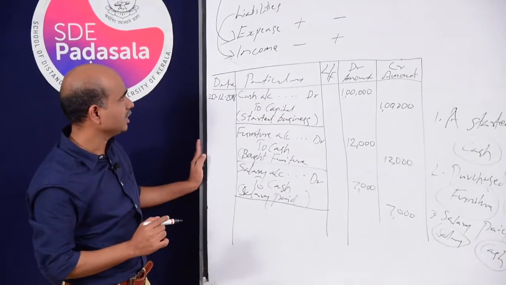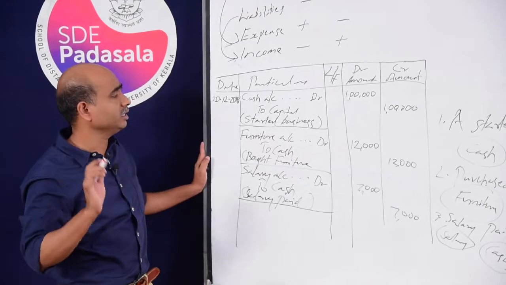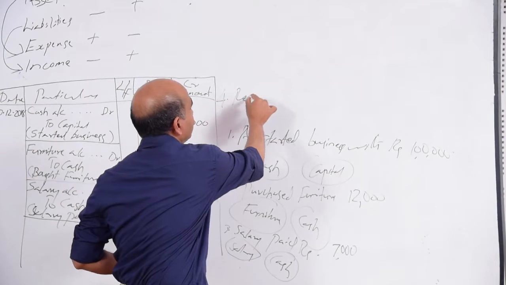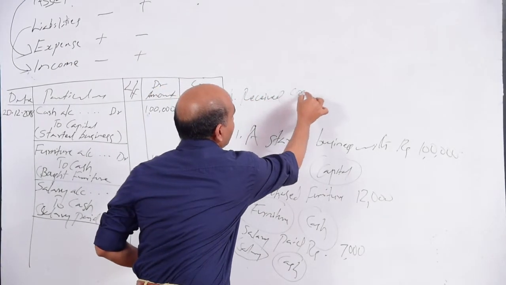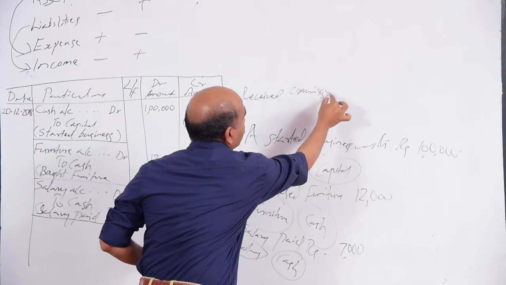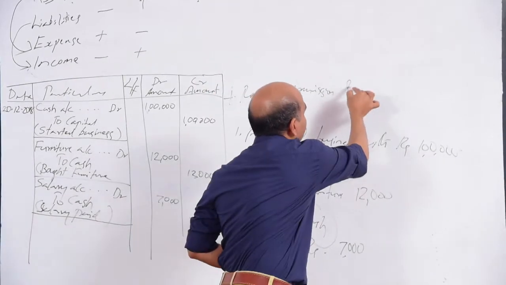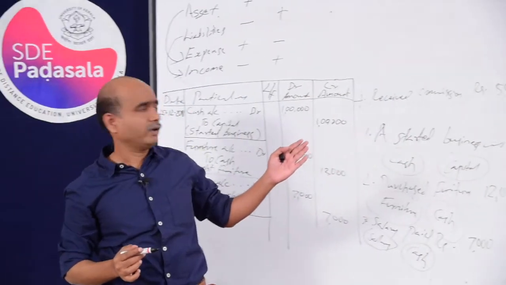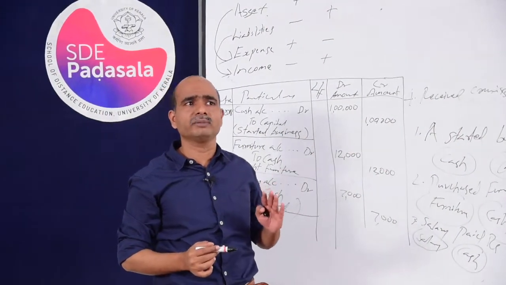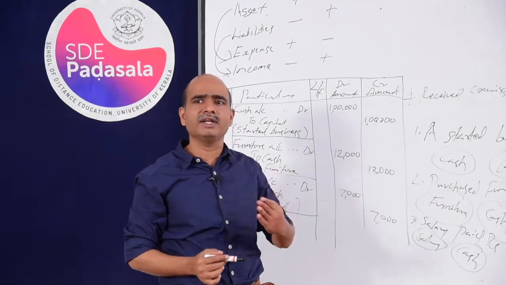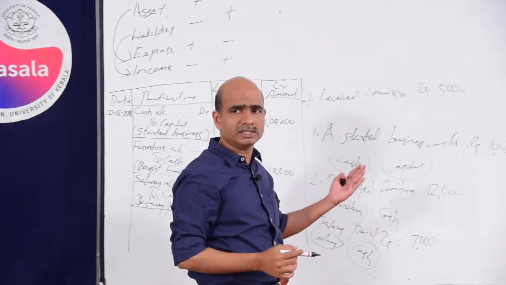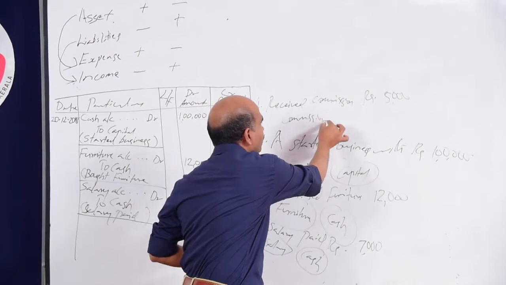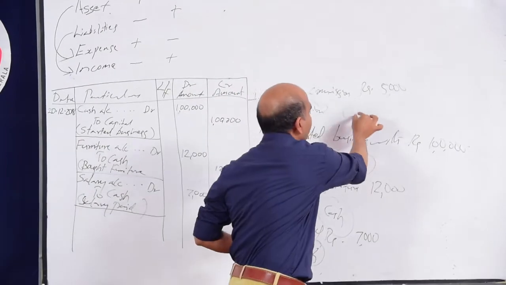One more transaction, received commission. The fourth transaction is received commission, rupees 5,000. They received rupees 5,000 as commission. What are the two items? One is commission and it is received as cash. Received the amount means they get some cash. So commission is one item and another item is cash.